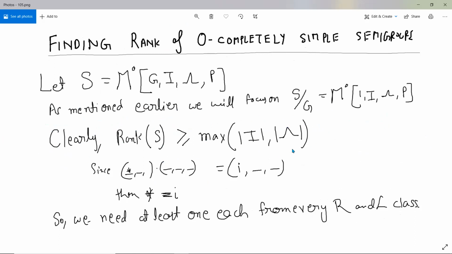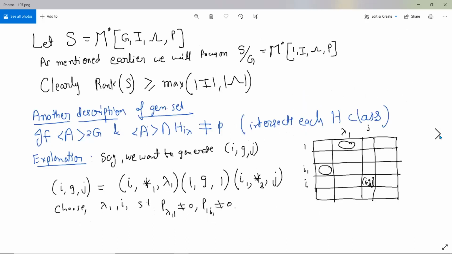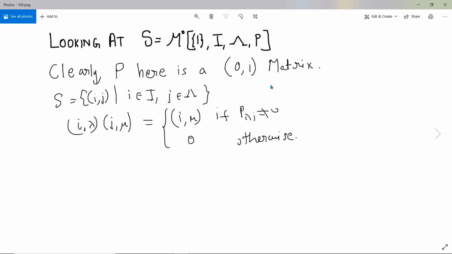This was the case even when we went modulo the group part. So we are naturally down to the case of those simple semigroups in which the group part is the identity. So that's what we look at today. That's the material for today: we want to look at those completely simple semigroups in which the group part is trivial.